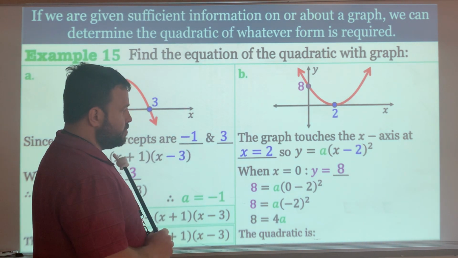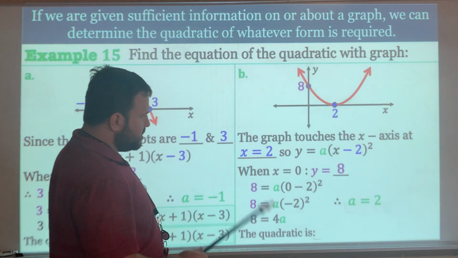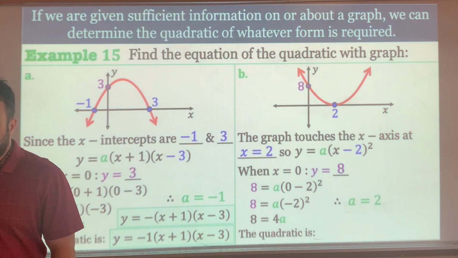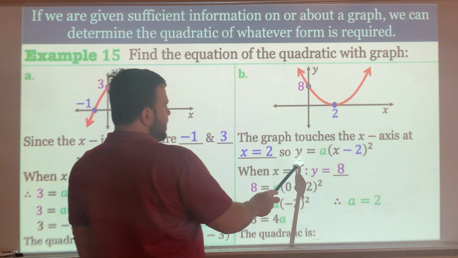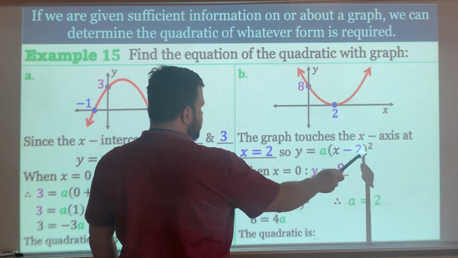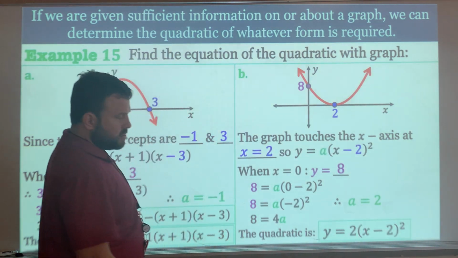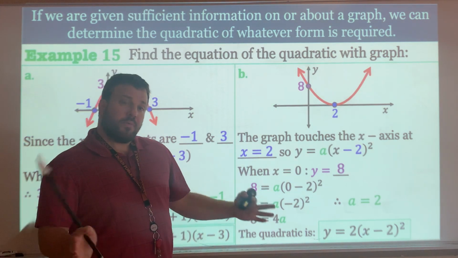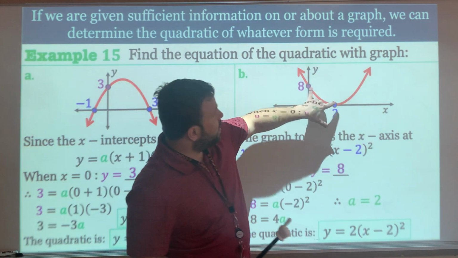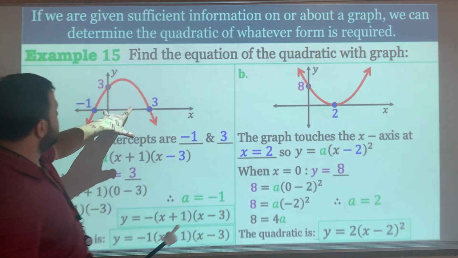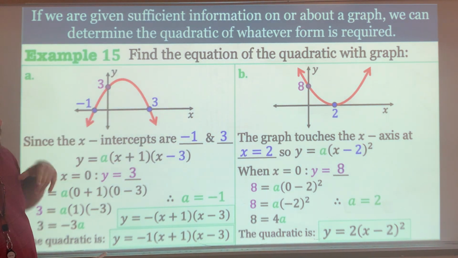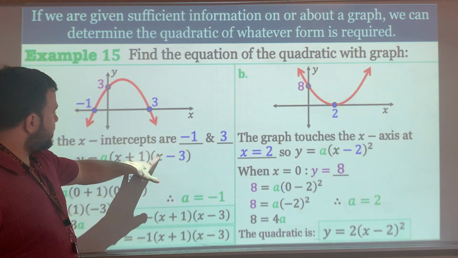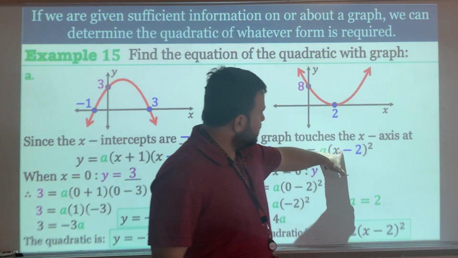All right, now since a is 2, put it back into the equation. See what we get. All right, y equals 2 times x minus 2 squared. That's all there's to it. And then you're done. You just came up with a quadratic equation from the x-intercepts and the y-intercept. That's all there's to it. Your answer is going to be either in this form or in this form.